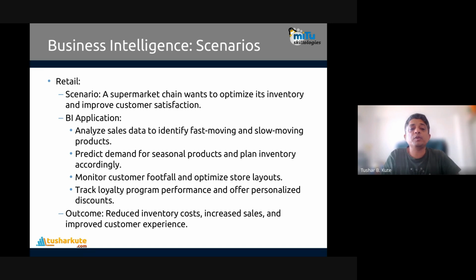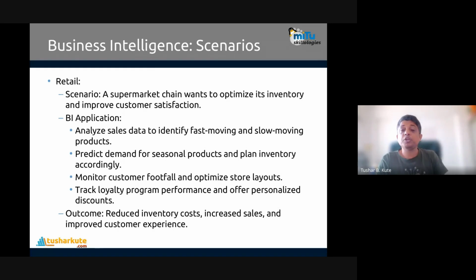They can monitor customer footfall and optimize store layouts. Yes, both things. Store layout means what to keep at which position. That is called store layout. Frequently purchased items and least frequently purchased items are placed at different positions. Sometimes they are present at the same position by giving an offer on them, because they are least frequently purchased.